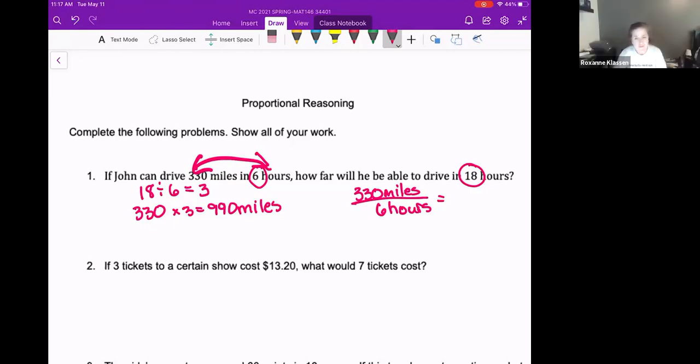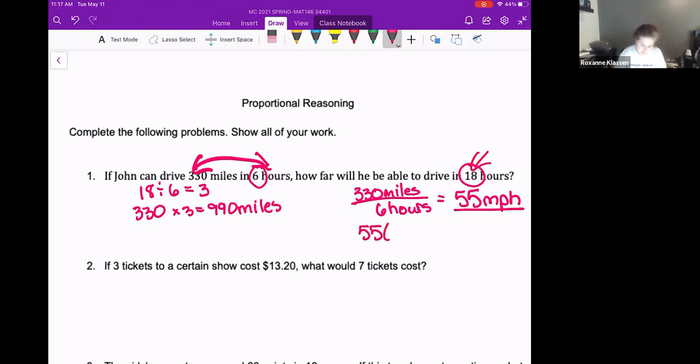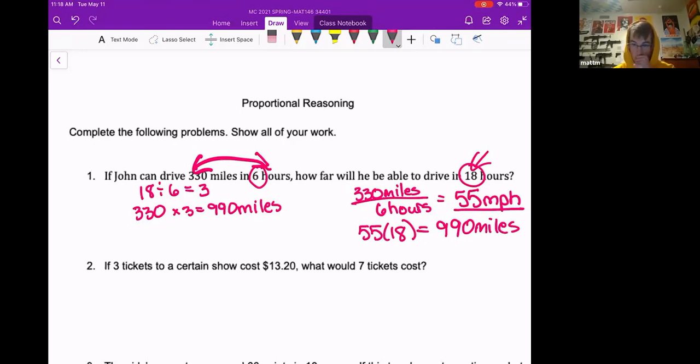What's 330 divided by 6? Okay. That would be 55 miles per hour. There you go. So once you know a per hour rate, then you can go, oh, I'm going to multiply that 55 times 18, and I'm still going to get the 990 miles that they drove. Anyone else do it differently? Or the same as Matt did? Did anybody do it like Matt?